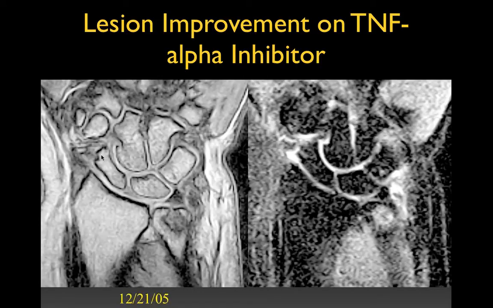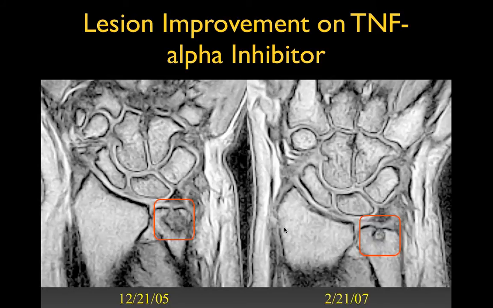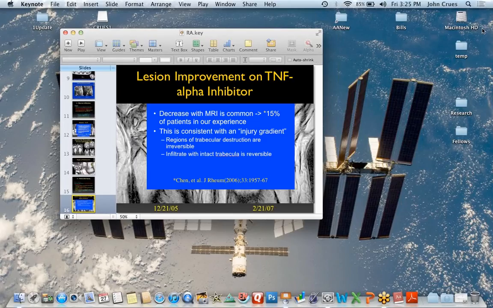So here's an example. Here we can see an erosion in the distal ulna. This is on 12/21/05. At this time, the patient was started on a TNF alpha inhibitor. And if we follow this, this is now over a year later, and you can see it's decreased in size. I don't like that. I thought you said once the trabeculae were gone, there's no way for the bone to grow back because the septi are gone. Am I misunderstanding something there?